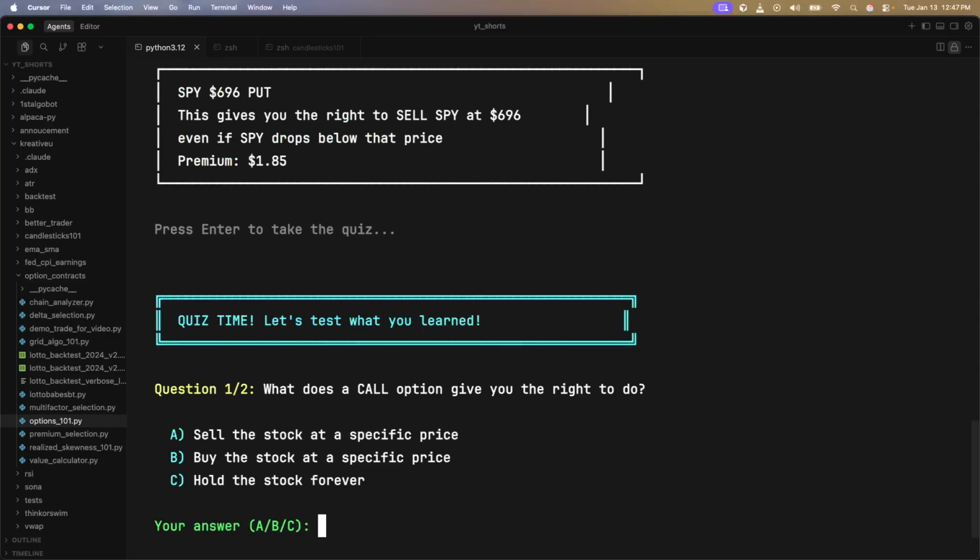All right, so let's go ahead and jump into our quiz. What does a call option give us the right to do? Does it give us the right to sell a stock at a specific price? Does it give us the right to buy a stock at a specific price, or hold it forever?